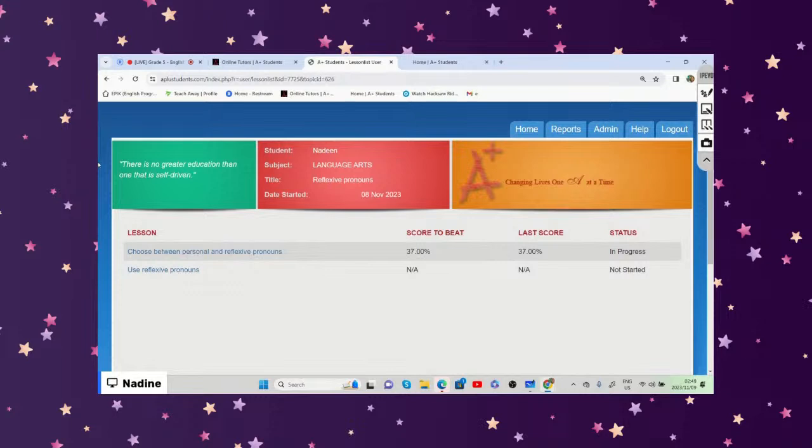And if a reflexive pronoun ends in selves, like themselves, ourselves, or yourselves, then it refers back to a plural subject, which means it is more than one person. And then we have itself, and that refers to one thing or animal. So that is the end of our lesson, grade 5, on reflexive pronouns.